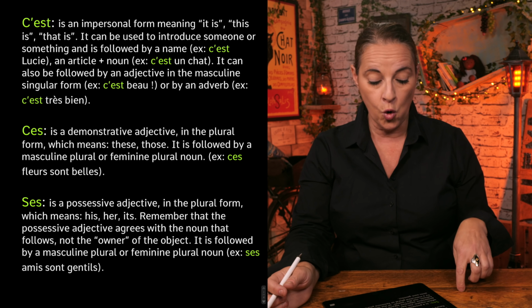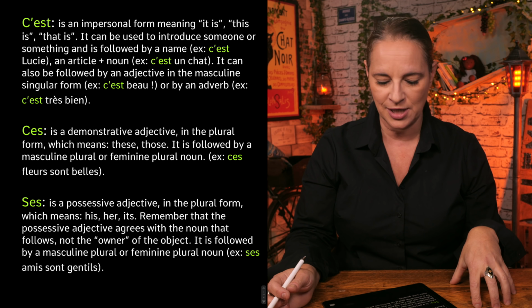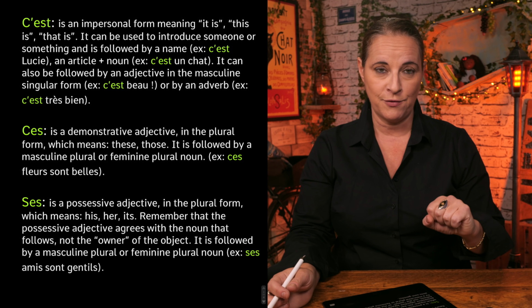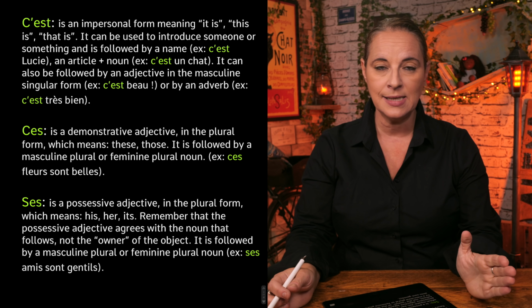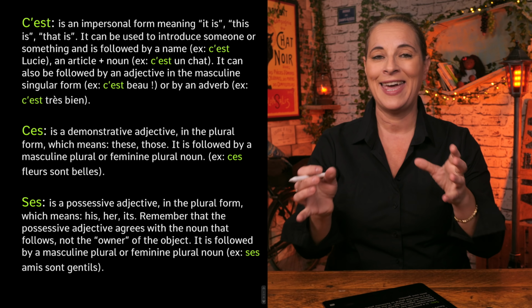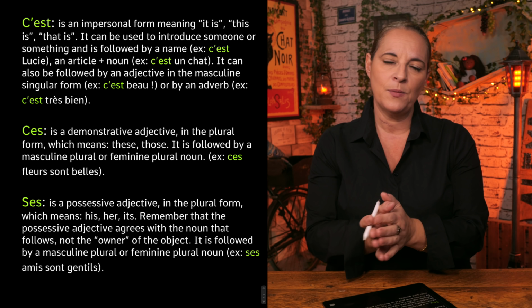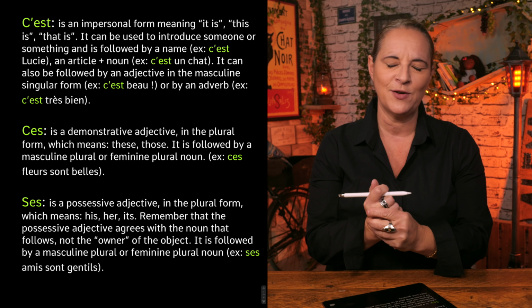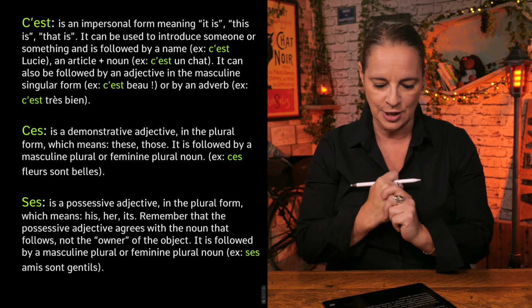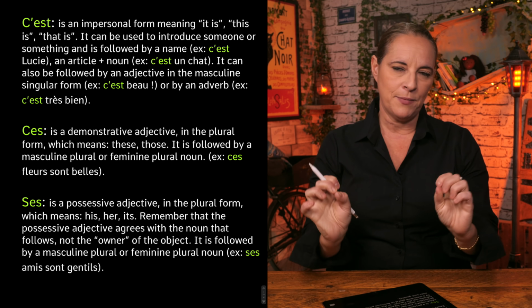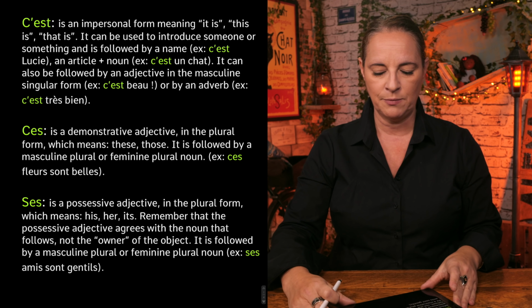Or c'est, S-E-S, as the possessive adjective in the plural form, okay? So it means his, her, or its. If you're not familiar with possessive adjective, please have a look at the lesson on possessive adjectives. Remember that the possessive adjective agrees with the noun that follows, not the owner of the object, okay? So it is followed by a masculine plural or a feminine plural noun.